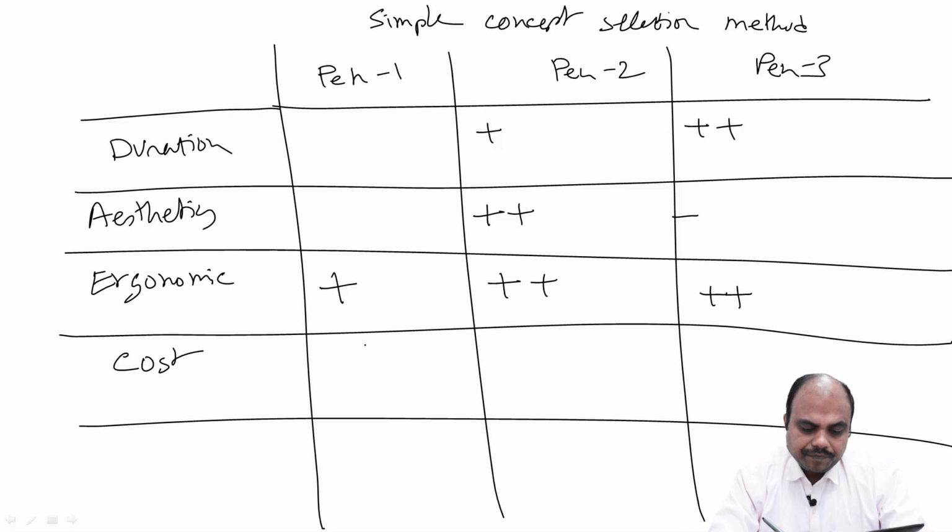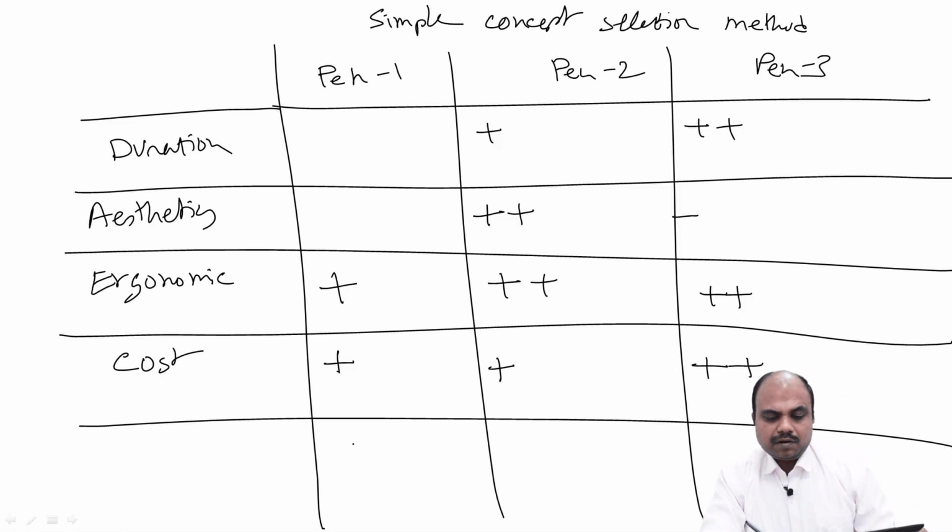For cost, it should be lower. So pen number 1 is good, low cost, pen number 2 is again lower cost, and pen number 3 is very good, low cost. Now depending upon how many plus and how many minus, you can see that pen number 3, maybe concept 3 actually, is far better than the others.